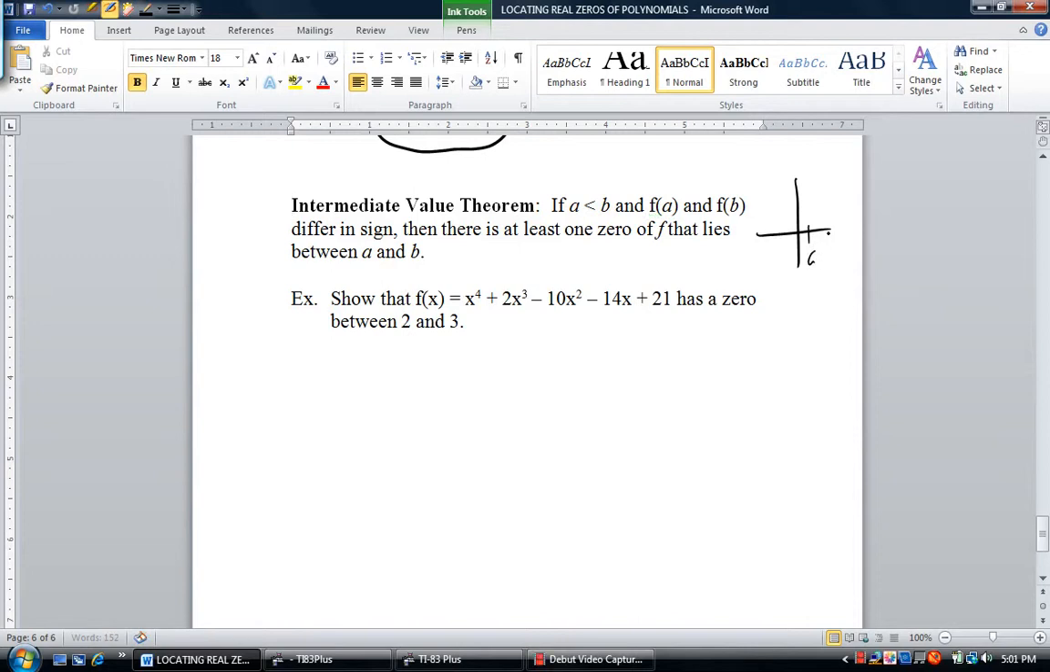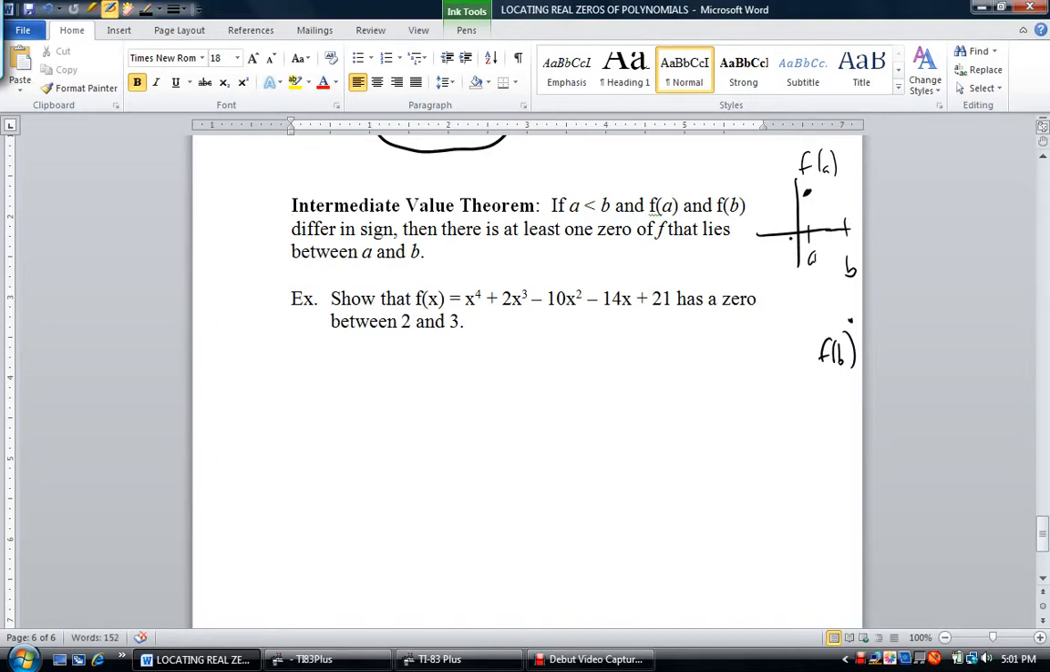Say you have this a and this b, and you find f of a and it turns out to be something up there. And if you find f of b, it turns out to be a number down there. Well, that must mean that between there and there, the curve, whatever it is, is going through the x-axis at 0. So there must be at least one 0 that lies between a and b.